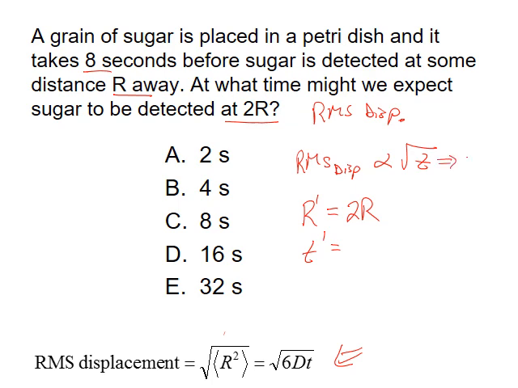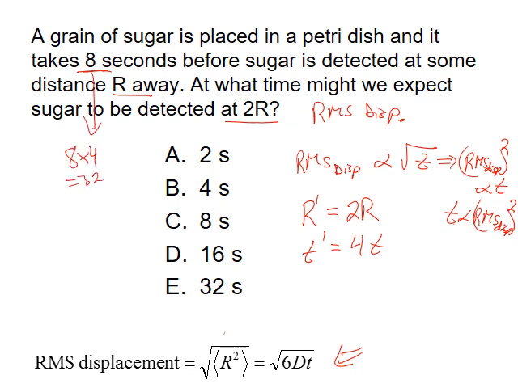We can also write this as RMS displacement squared goes as time. So time goes as the RMS displacement squared. So if the RMS displacement is doubling, then the time will be quadrupling. So 8 seconds times 4 is 32 seconds. So it would take 32 seconds to detect sugar at a distance of 2r.